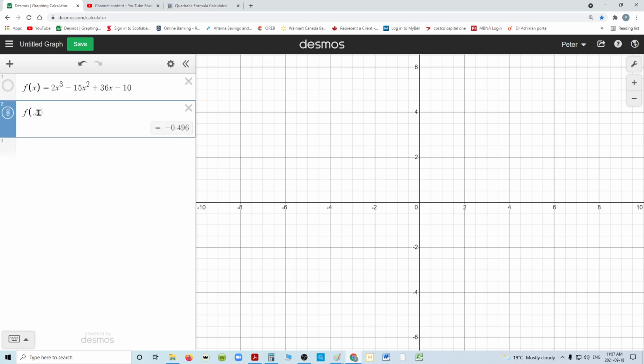F of 0.3, we're negative. 0.4, positive. 0.35. I'm going to try f of a third. Positive, okay. F of a quarter, negative. F of 2/3, positive. F of 2/4, F of 2/5, F of 2/10, no. So somewhere between 0.4 and 0.3, it goes through the x-axis.